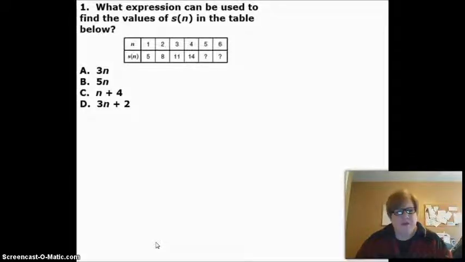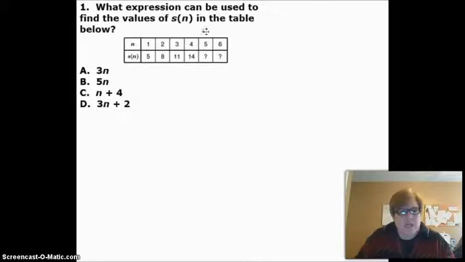Okay, so we have: what expression can be used to find the values of S of n in the table below? So we have these values n, which represent some numbers, and then S of n is some function. They did something to n to create these 5, 8, 11, and 14. If I know I did something to n, and that's what all of these are doing, this is multiplying by 3, 5 times n plus 4, 3n plus 2.